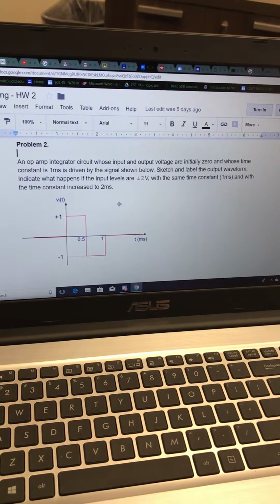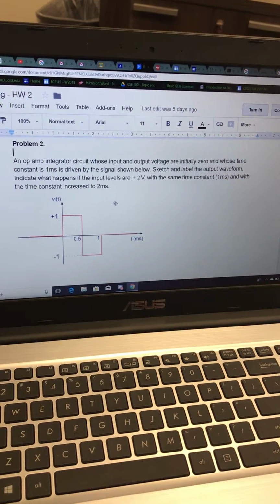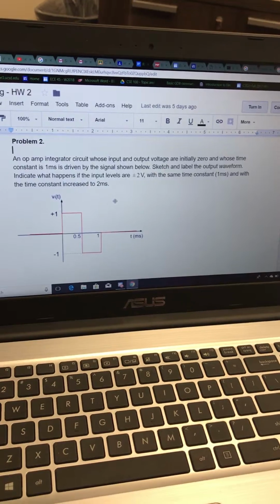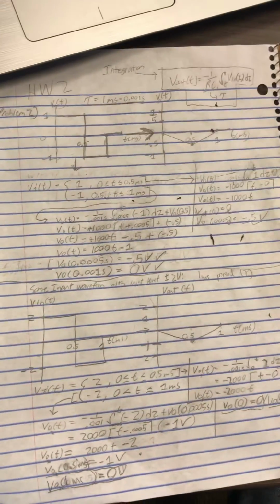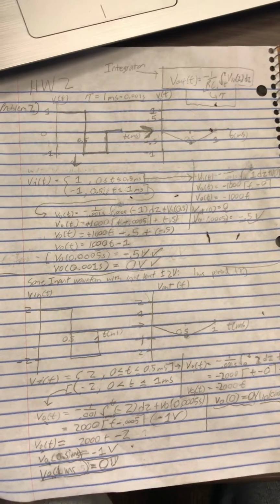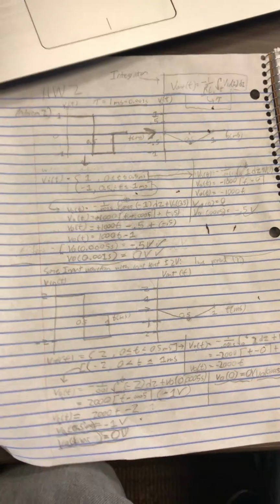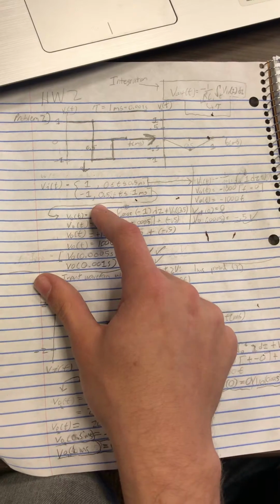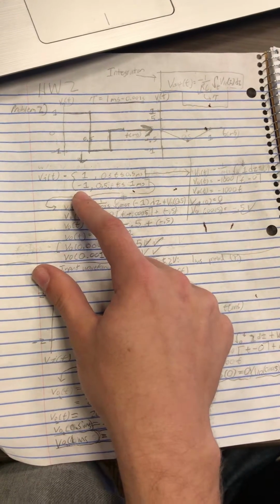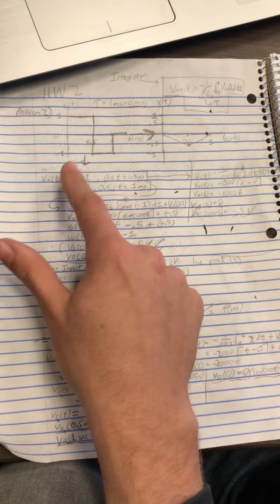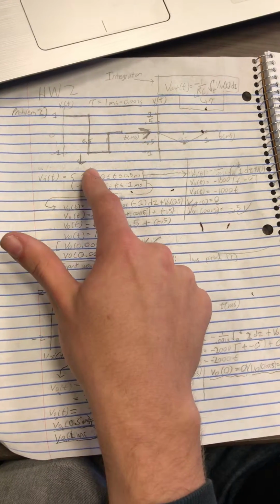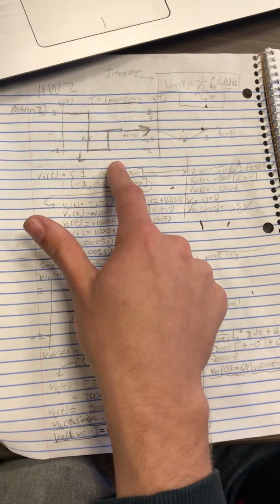So for homework number 2, we chose to do problem number 2 as described here. Starting off with our work, what we basically realized is that this is going to be a square waveform, and in order to represent that, it's going to pretty much be a piecewise defined function as described here, for the first interval being from 0 to half a millisecond and from half a millisecond to 1 millisecond.